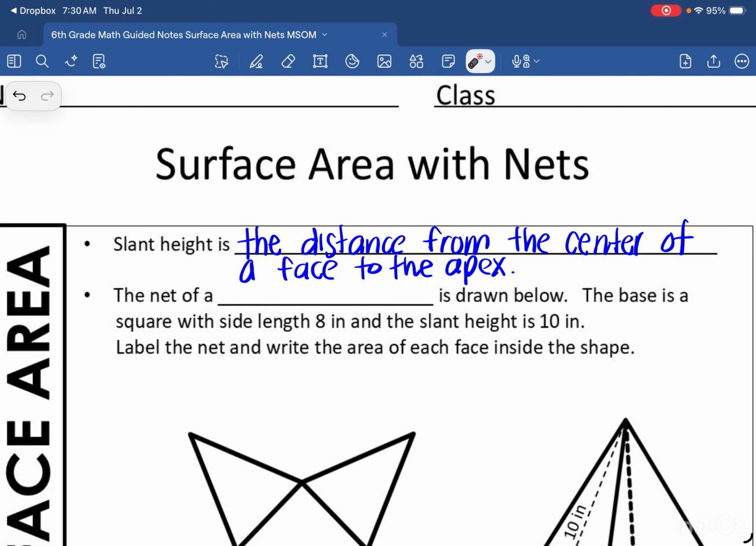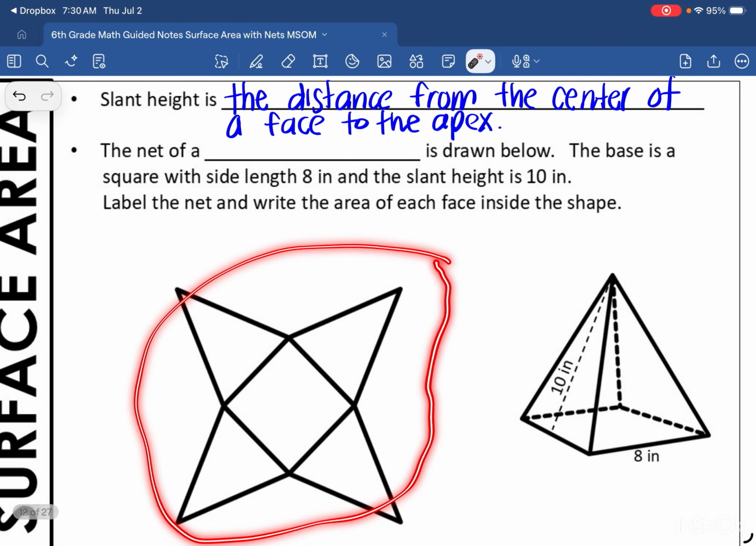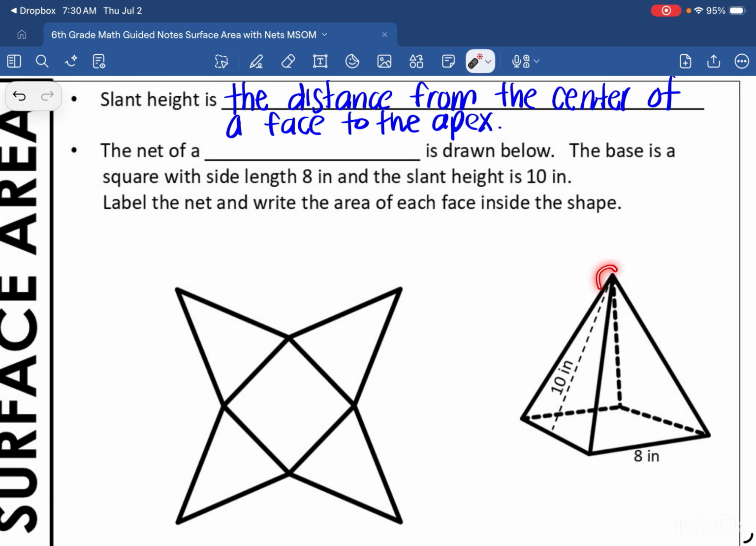Slant height is the distance from the center of a face to the apex. The net, this right here, if I fold it all up, it's going to give me an apex at the top and this base at the bottom, which is a rectangle. So that's going to be a rectangular pyramid. The base is a square with a side length of 8 inches and the slant height is 10 inches.